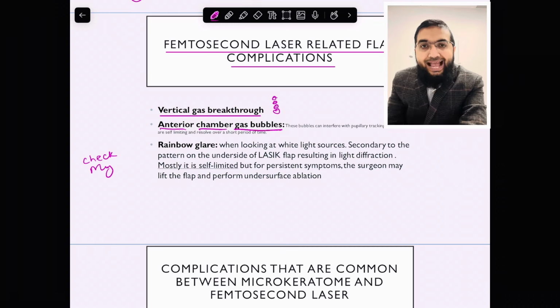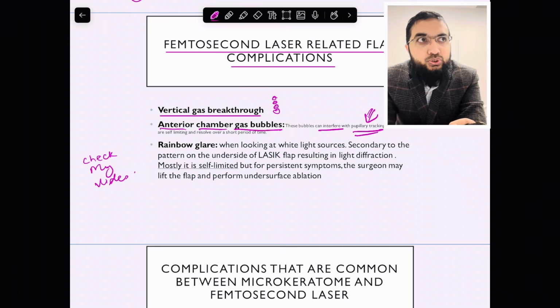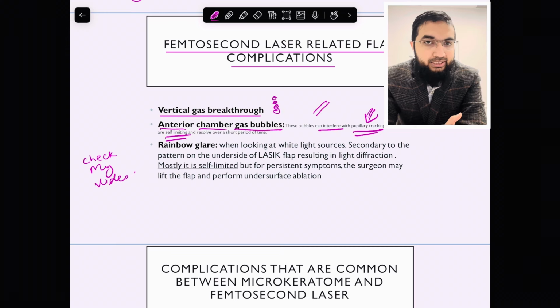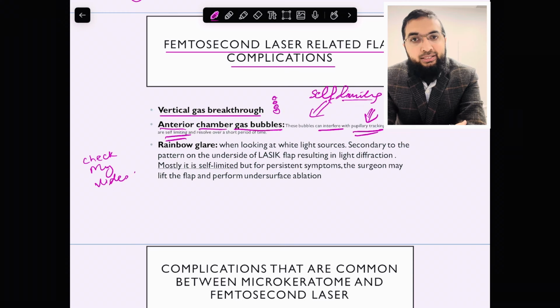Anterior chamber gas bubbles could actually interfere with pupillary tracking, but usually they are self-limiting. Usually they go away on their own, which is a really good thing. The surgeon doesn't have to do anything, the patient doesn't have to do anything, and they are cured on their own. And they resolve over a short period of time, as I mentioned, on their own.